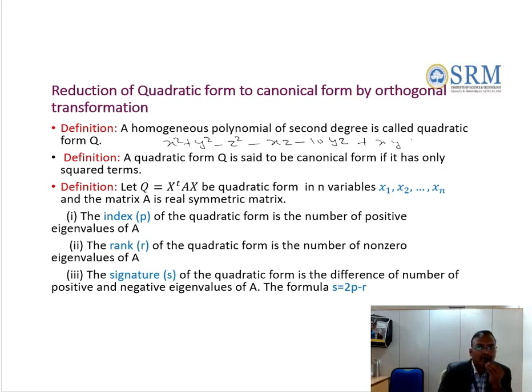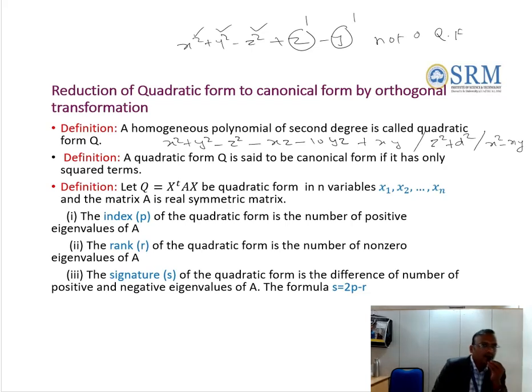Okay, then this is an example of one quadratic form, and then z square plus d square, this is another quadratic form. Then x square minus xy, this is another quadratic form. Look at this, all the terms have degree 2. Whereas here, x square plus y square minus z square plus z minus y is not a quadratic form. Why? Because here degree 2, degree 2, degree 2, but here the degree is 1. Therefore this is not a quadratic form.